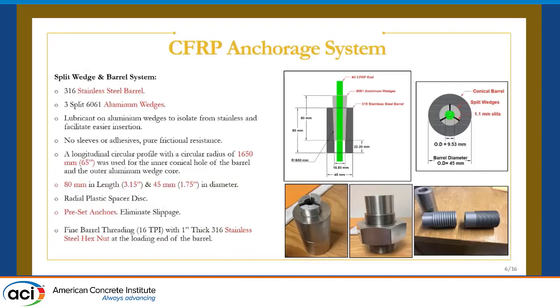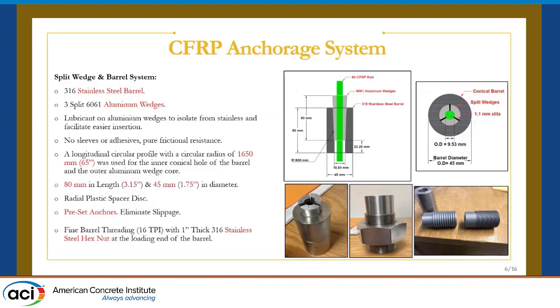So obviously here's a nice synopsis of my anchorage system. There was a lot of testing in terms of preliminary anchorage and static tests that occurred. But here's the final product in terms of our anchorage. It's a split wedge and barrel system for the CFRP rod, comprised of a 3/16 stainless steel barrel with 3 split aluminum wedges. Lubricant was applied to account for the dissimilar metals and for easier insertion of the wedges into my stainless steel barrel. And similar to a steel strand system, we had to preset the anchors to avoid slippage. We tested it with various forces to see what would be the optimum force for presetting.